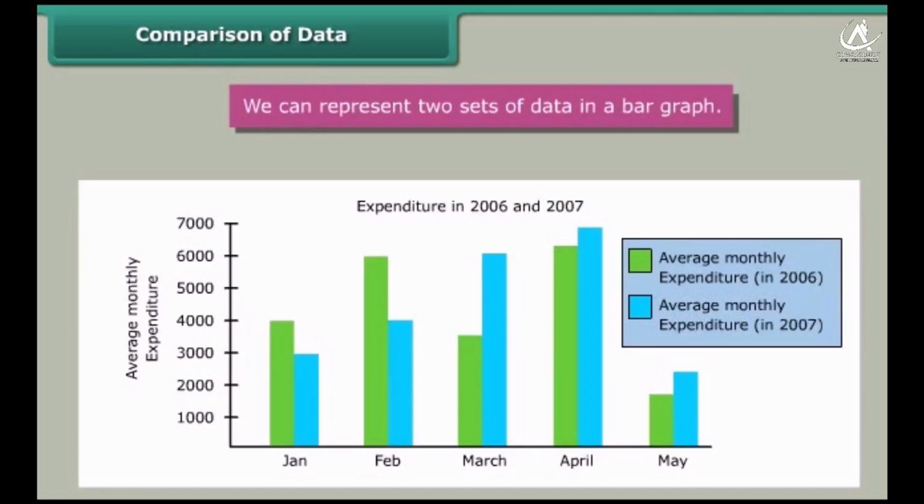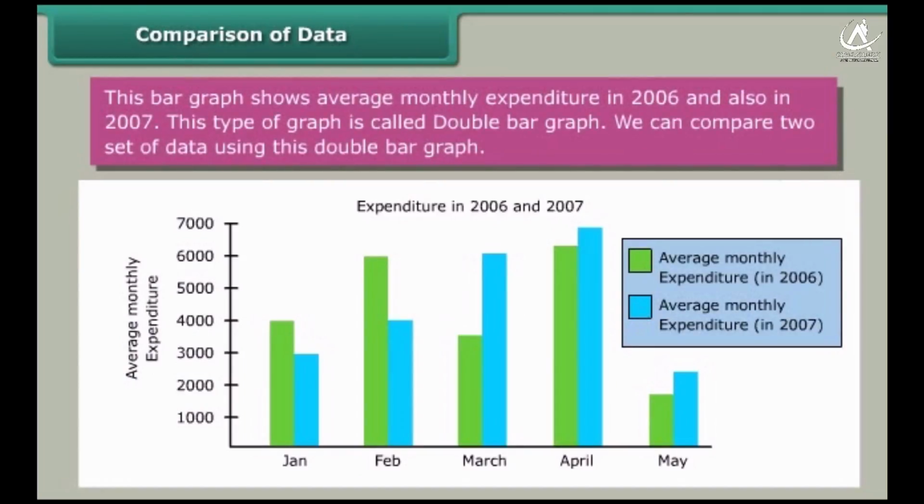Comparison of data. We can represent two sets of data in a bar graph. This bar graph shows average monthly expenditure in 2006 and also in 2007. This type of graph is called a double bar graph. We can compare two sets of data using this double bar graph.